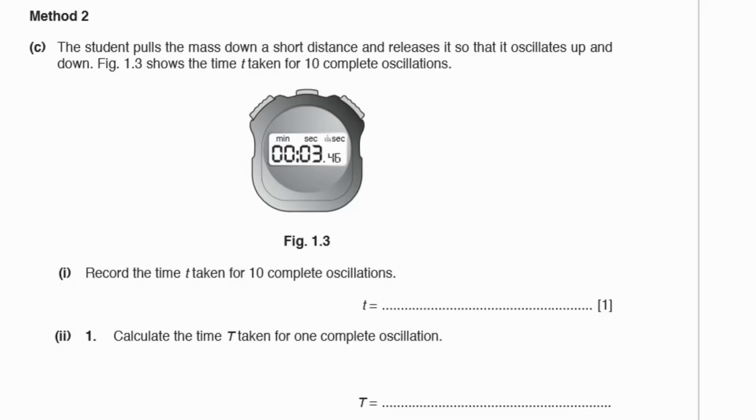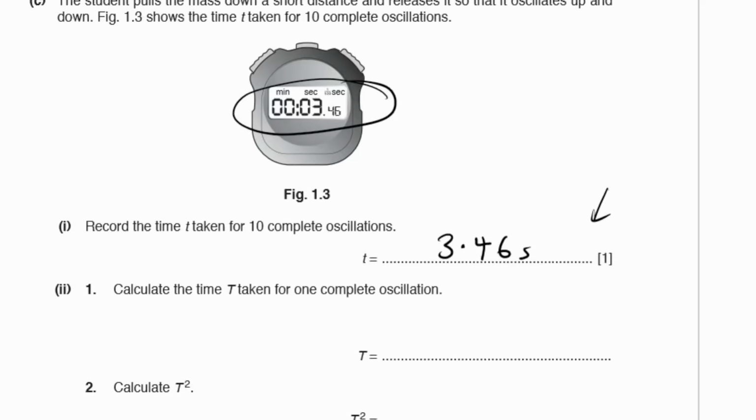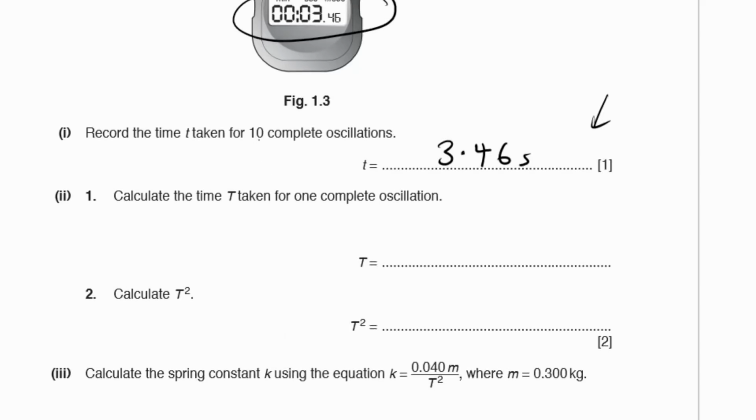Method 2. The student pulls the mass down a short distance and releases it so that it oscillates up and down. Figure 1.3 shows the time taken, T, for 10 complete oscillations. Record the time taken T for the oscillations. Alright, that's just asking you to write down the value that you're seeing for the time over here. So 3.46. Again, look, there's no units. Make sure you write them in. Very important.